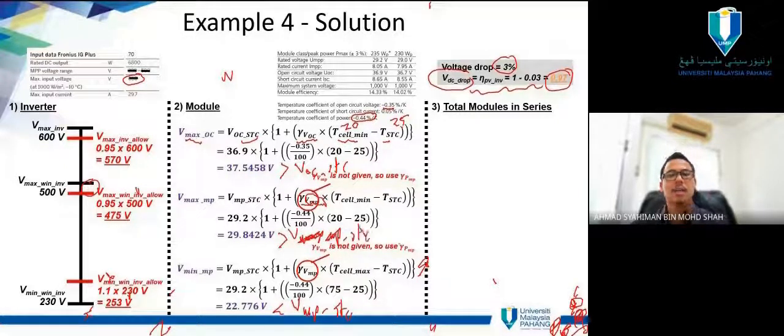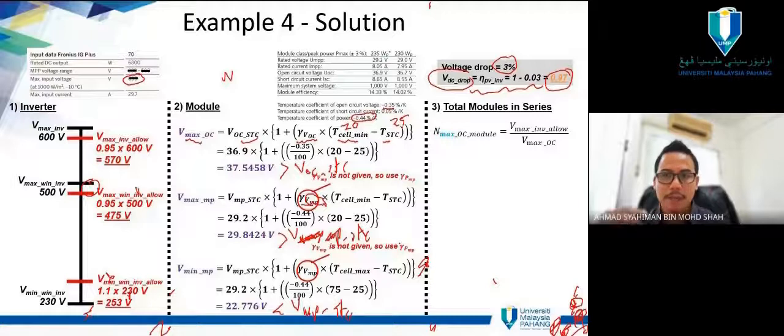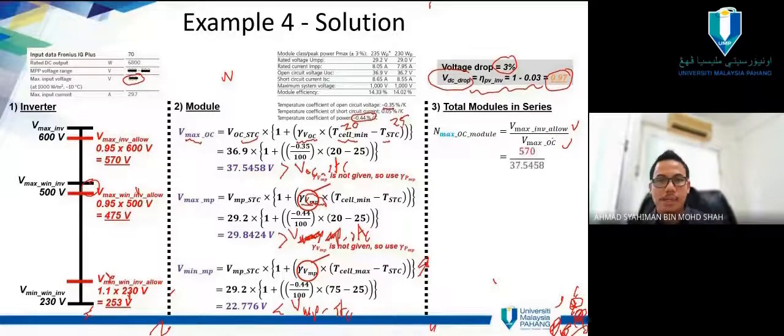Okay, then total modules in series. Okay, terus kira Vmax OC. Max OC modul, open circuit module. So apa dia? Dia ni logik lah. Ni inverter punya part bagi dengan Vmax OC and the middle one. Okay. So bagi 570 over 37.5458, then you get 15.